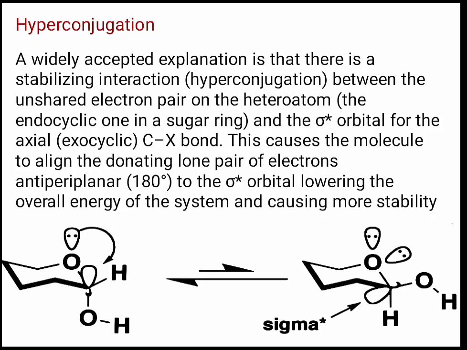That means this orbital and this C-X bond are in an anti-parallel position, which gives more chance for the overlap. In the case of this beta position, this is not anti-parallel. Here is the sigma star and this one is the lone pair. These two are not anti-parallel. Even this one is also not anti-parallel with this. This cannot overlap.